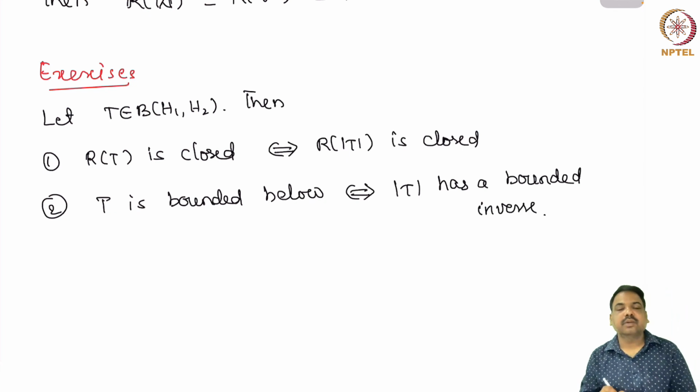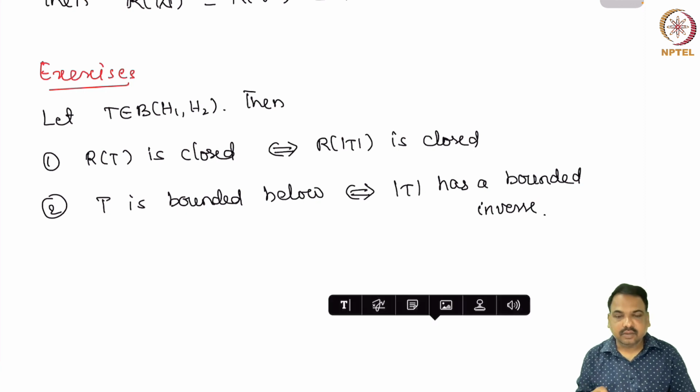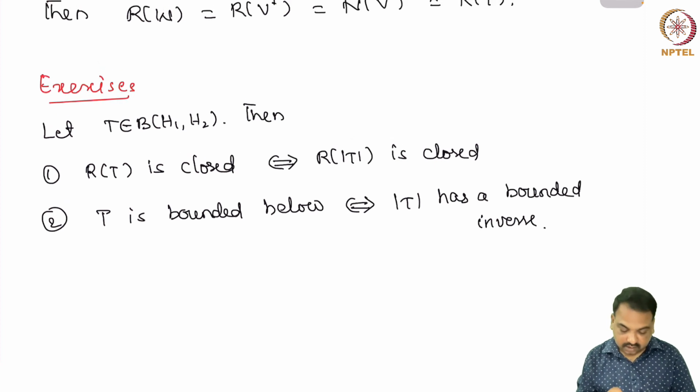That means some of the properties of T can be obtained using the modulus of the operator. We know that the modulus of the operator is positive, and we know how to handle positive operators because they are better than general operators. So from that point of view, we can say that the polar decomposition is more useful in getting information about the original operator T using the modulus of the operator.